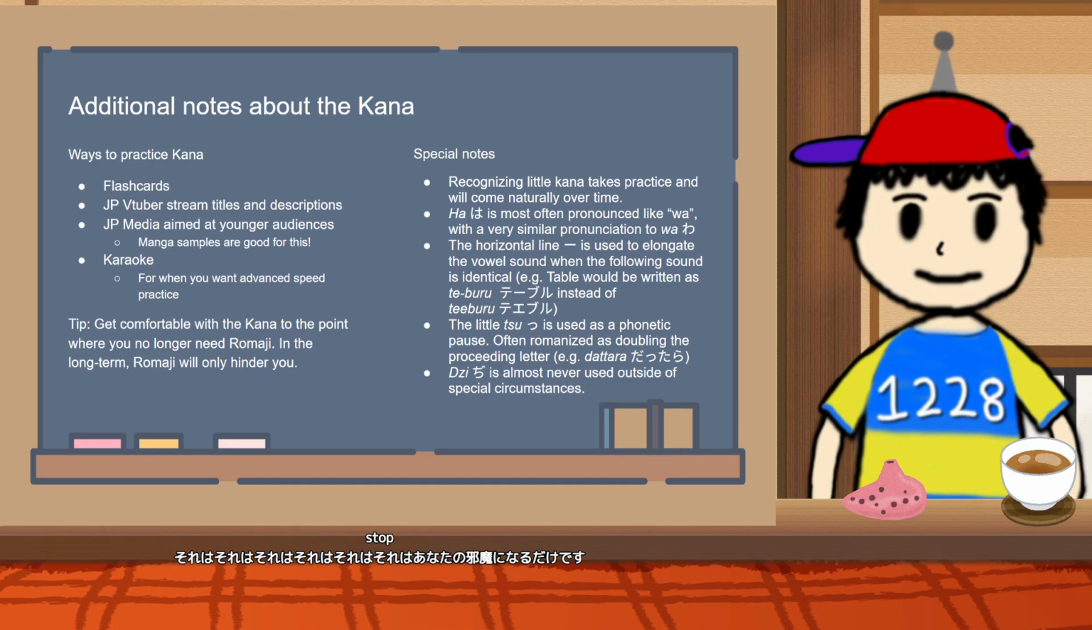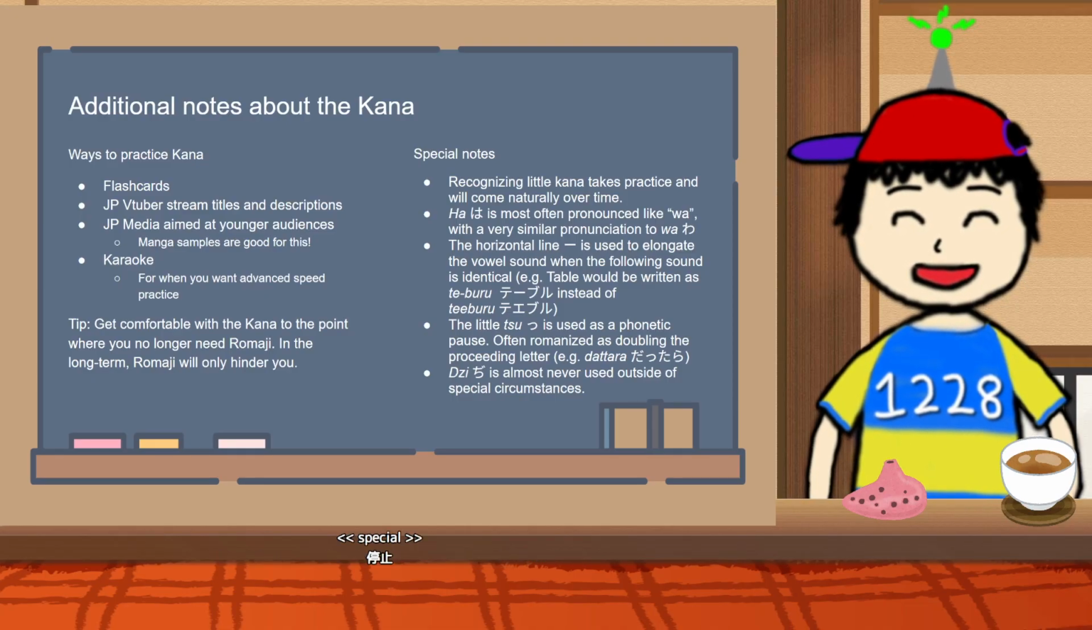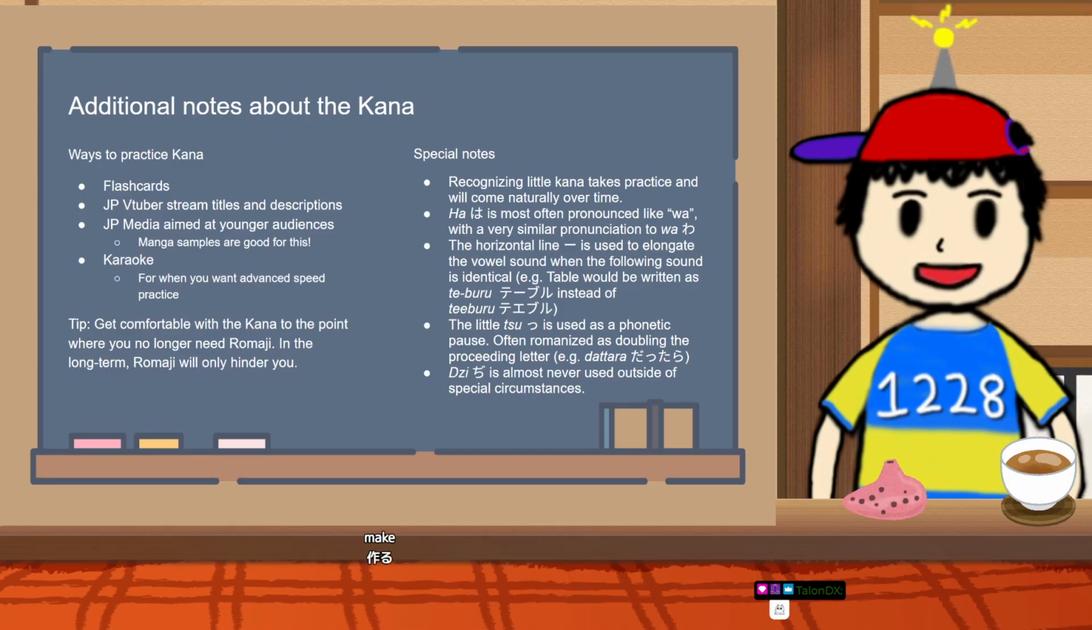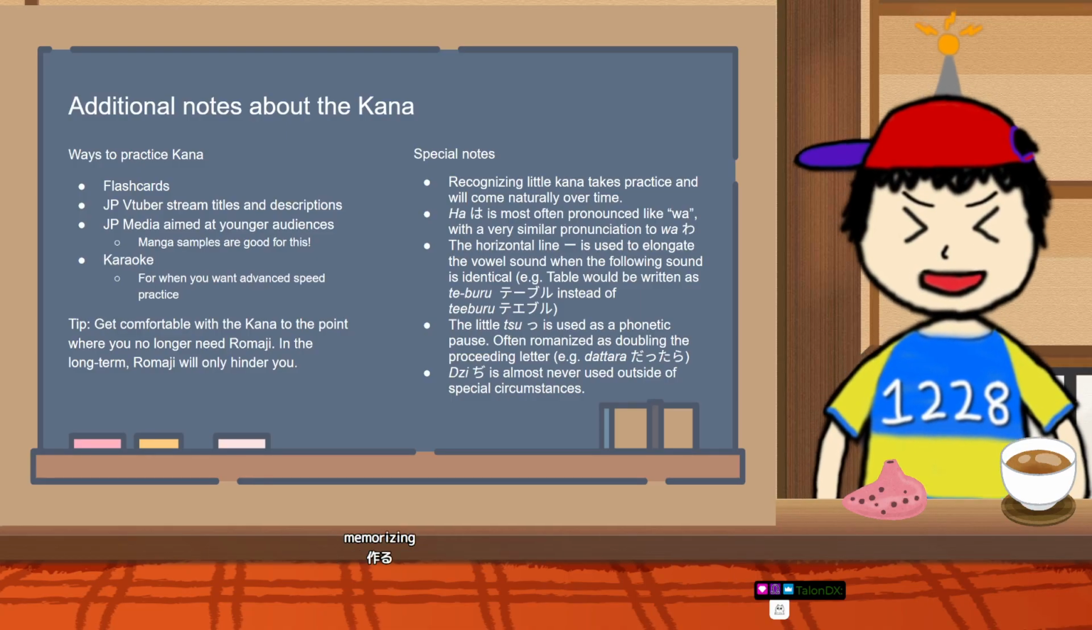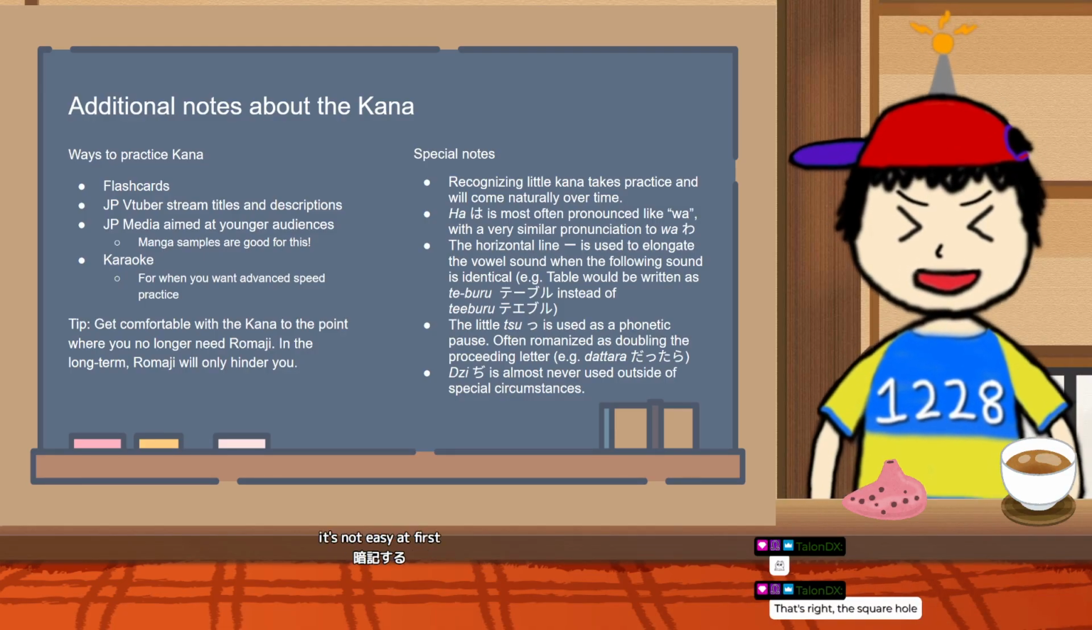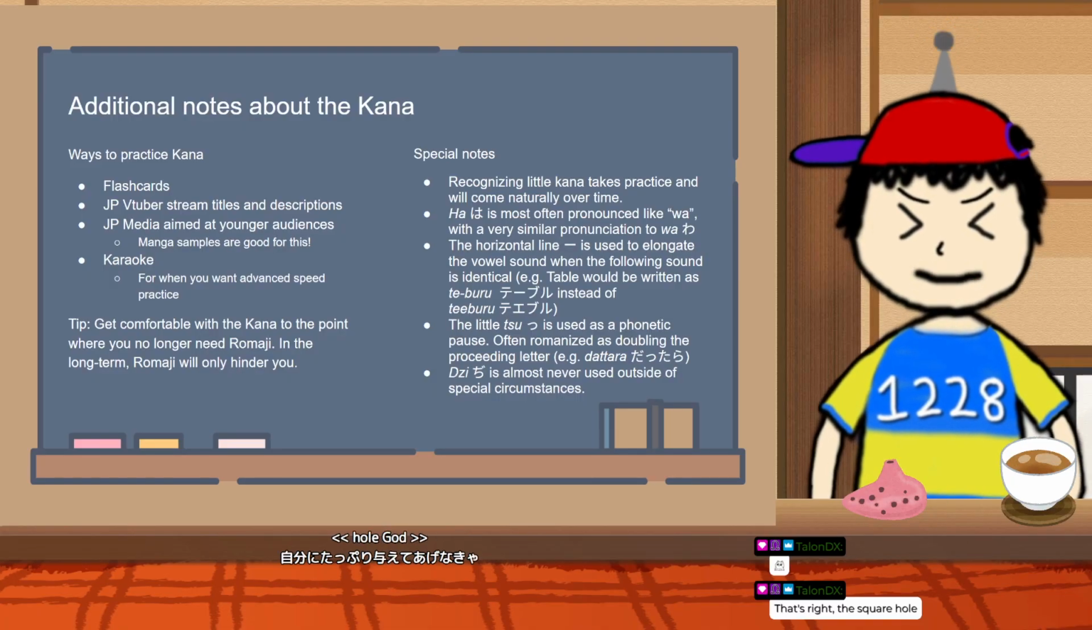Full stop. Special notes about the kana that I didn't cover in the previous slides is that what I talked about earlier still applies when you're learning kana. Make no mistake, memorizing 46 kana is not easy at first. You need to give yourself plenty of time. It's in the square hole, goddamn it!